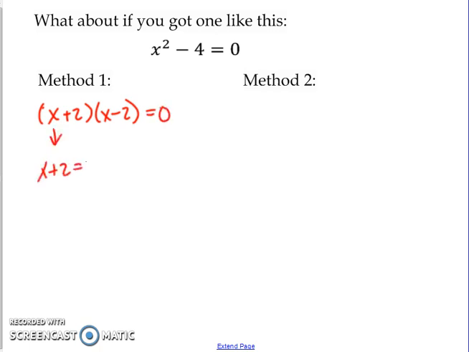So x plus 2 equals 0. We end up with x equals negative 2. And then x minus 2 equals 0. We end up with x equals positive 2.